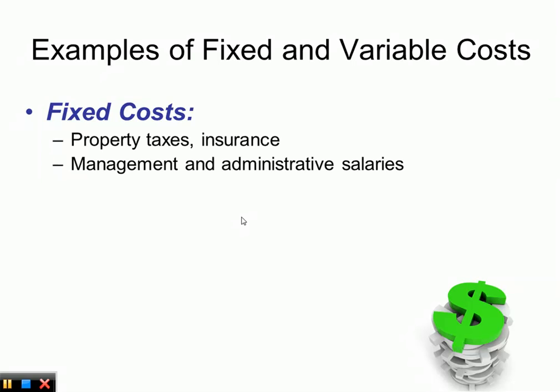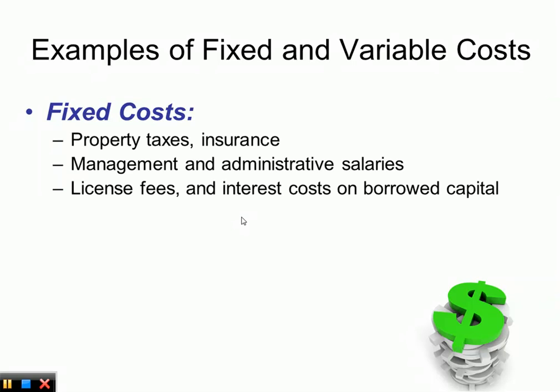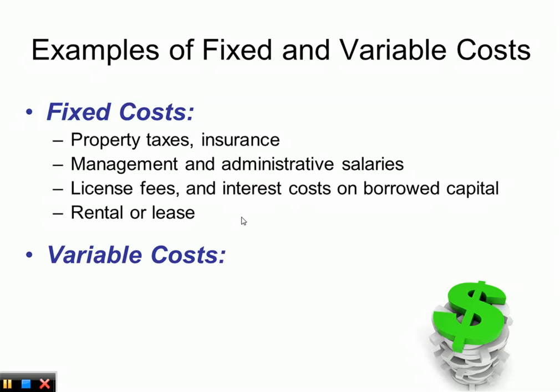Similarly, management and administrative salaries, because regardless of how much we produce or how active we are, we need the management and administrative personnel, and so we have to pay them salaries. Other examples of fixed costs are license fees and interest costs on borrowed capital, rental or lease. Now let's talk about variable costs.